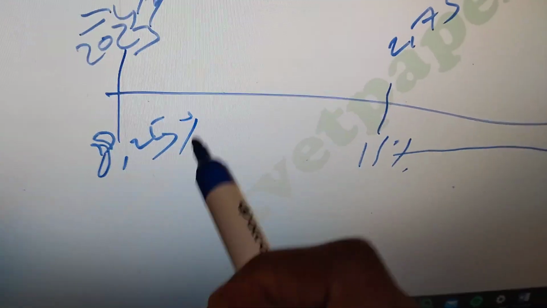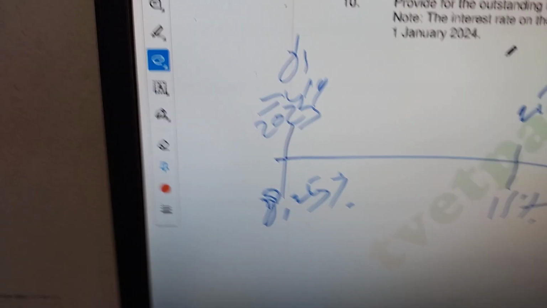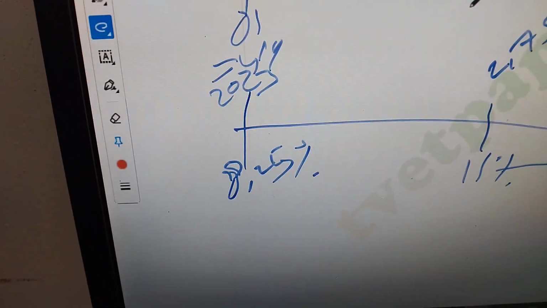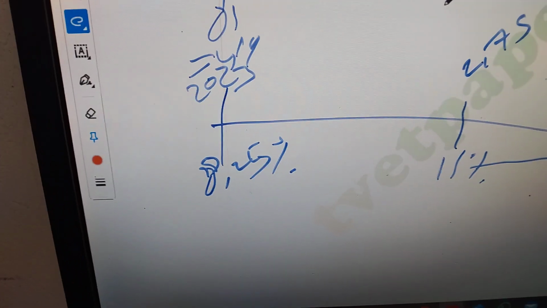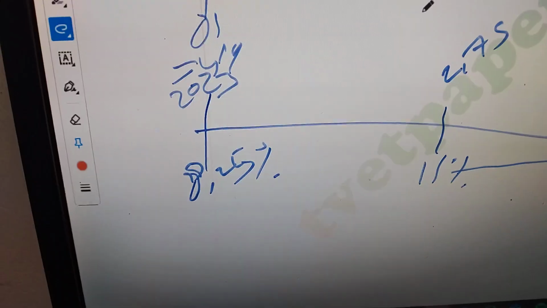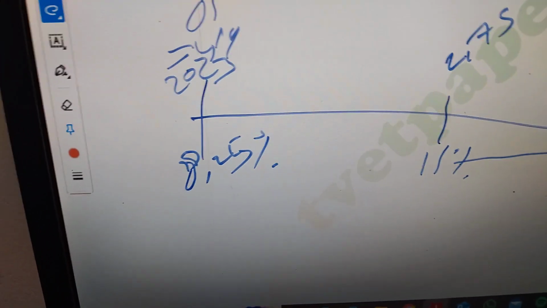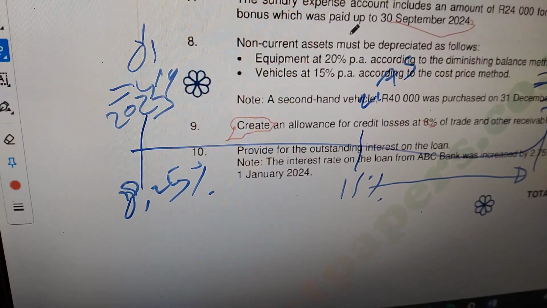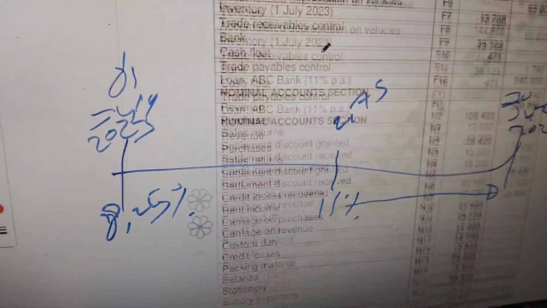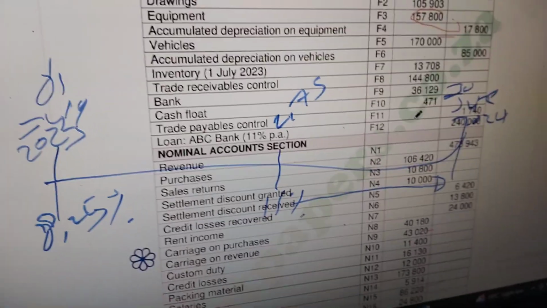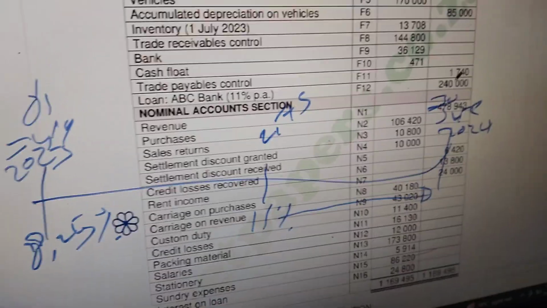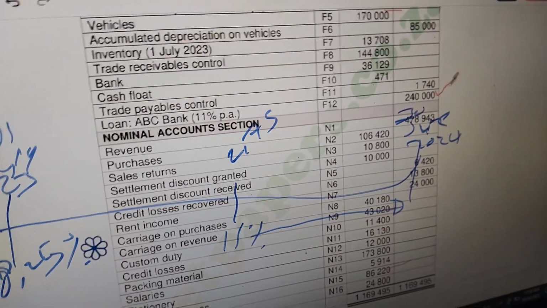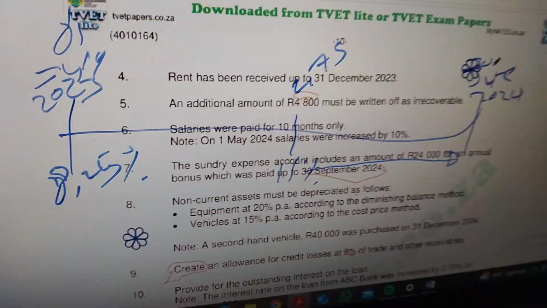And then, meaning on the 1st of July until December, it is available at 8.25. So the loan, what is the amount of loan? The amount of loan is 240,000. Can you see it? It's 240,000. Let's go.